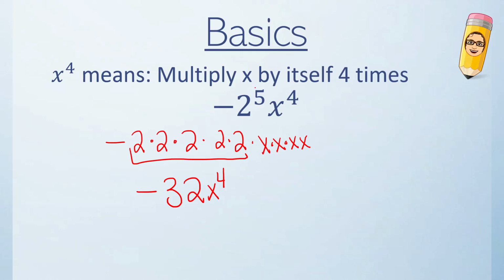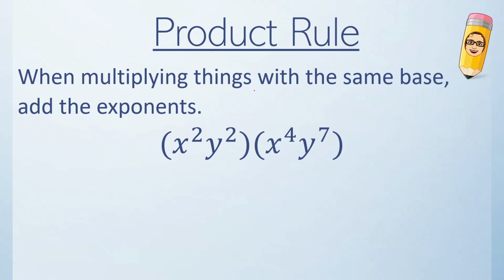This idea of what an x to the fourth means can assist us when we're actually doing problems, because it makes the rules of exponents make sense. But try to keep in mind that an x to the fourth just means you're multiplying x by itself 4 times. The first rule that we're very commonly using is the product rule. When you're multiplying things with the same base, that means the same big guy, you're adding your exponents.